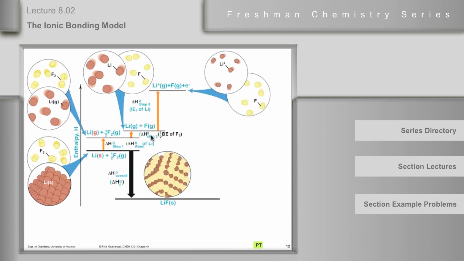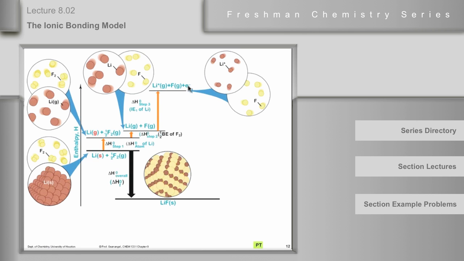Okay? The next step will be to take the lithium atom and ionize it. Remove an electron from the lithium atom to make the lithium ion. So this big long orange arrow here is the ionization energy 1 of the lithium atom, and you know where to go and look that up, right? It's in Chapter 8. All right, now we have lithium ion in the gas phase plus fluorine plus an electron that came from the lithium atom over here. Ion plus atom plus electron.